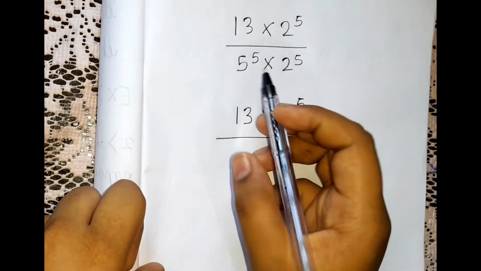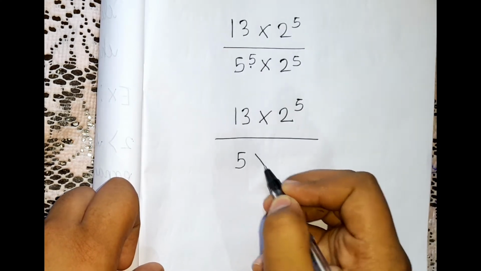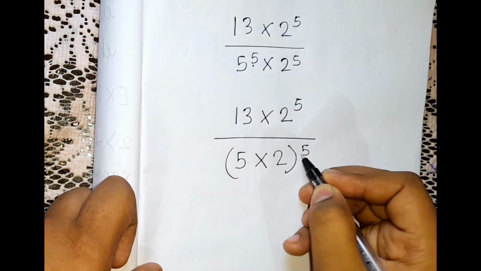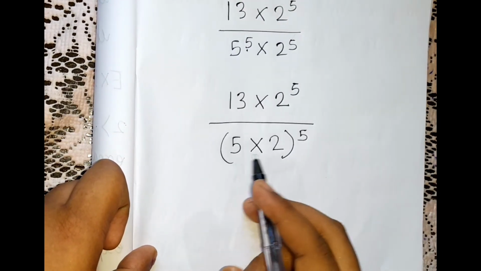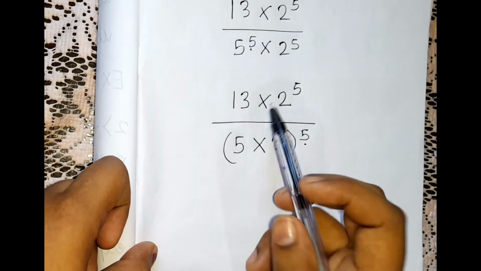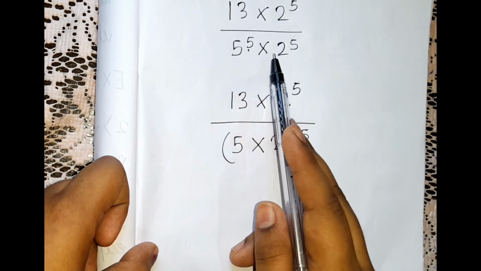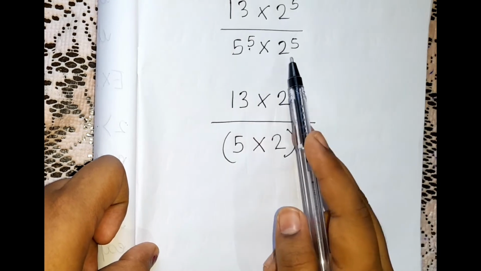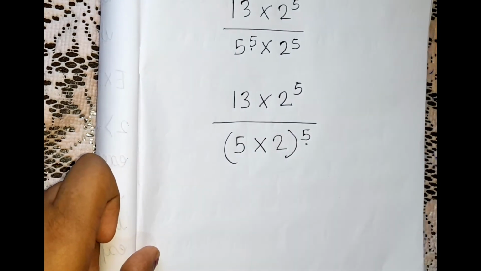Okay, so here also we have 5, here also we have 5. So what we are going to do is write 5 into 2, the whole power 5. So we wrote it like this because here also the power is 5, here also the power is 5. So we wrote this 5 and 2 as it is, and instead of writing 5 power 5 and 2 power 5, I wrote 5 into 2 the whole power 5. Okay, I wrote it like this.